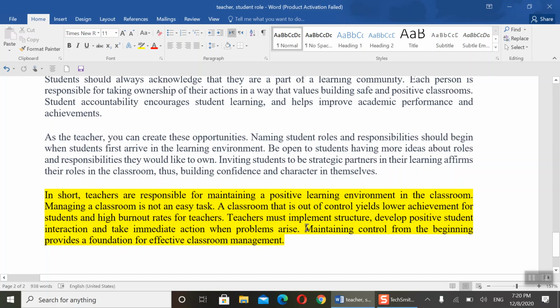Teachers must implement structure, develop positive student interaction, and take immediate action when problems arise. You see, when there are problems, you have to take direct, immediate action. Maintaining control from the beginning provides a foundation for effective classroom management.